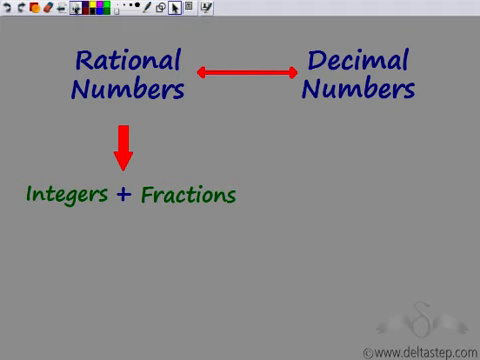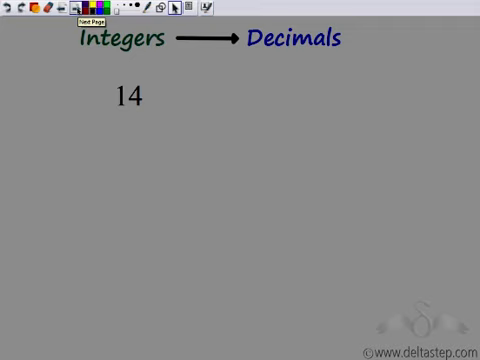So let's start with an integer first. So I have an integer 14. Now how do I convert this to a decimal number? Now I can write 14 as, I want to make it a decimal number and I don't need to change the value also. 14 has to remain the same. So I can write it as 14.0.